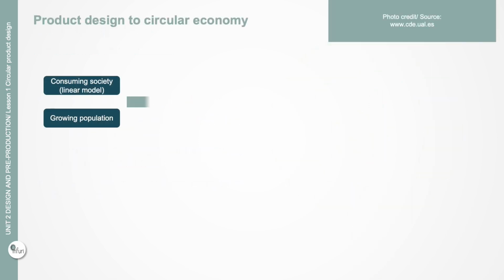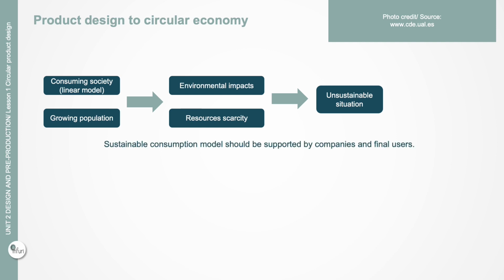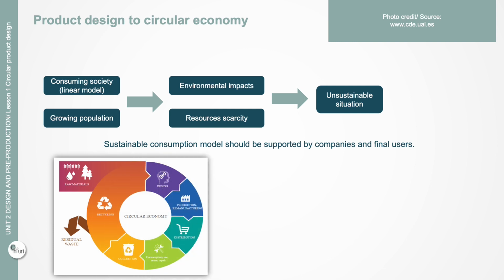The current consuming society, linear model, and the growing world population are generating an unsustainable situation regarding environmental impact and resources scarcity. To drastically change the current consumption model to achieve a more sustainable one has to be supported by companies and citizens. The circular economy model is oriented to closed loops of energy and materials.